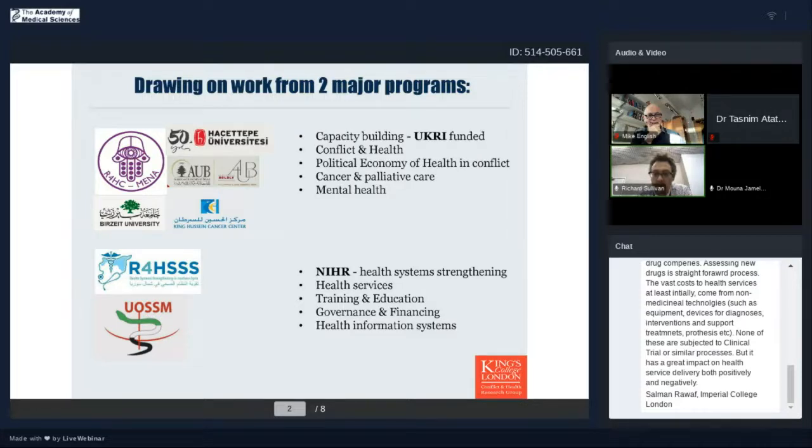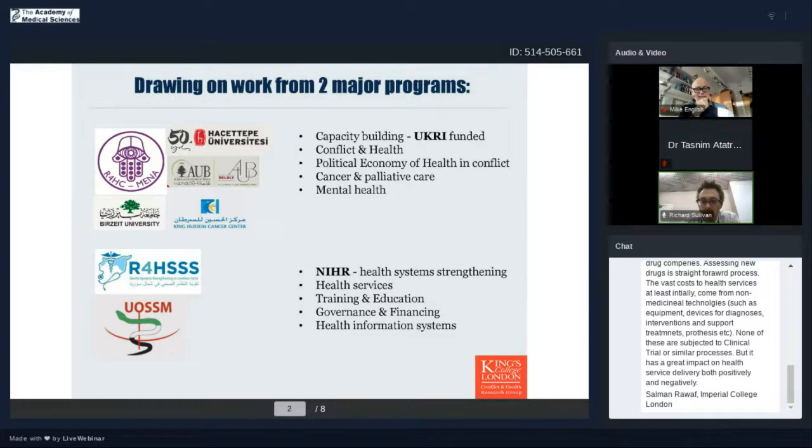And what I'm going to show you is really pulled from two major programs which represent around a £10 million investment. The first is the Research for Health in Conflict network between Hacettepe, American University of Beirut, Birzeit in Palestine, and the King Hussein Cancer Center, looking at conflict and health, political economy, and particularly cancer and palliative care and mental health in the Middle East. And the second is a new one, much more generic, with the NIHR, National Institute for Health Research, looking at health system strengthening in northern Syria with the Union of Medical Care and Relief Organizations.